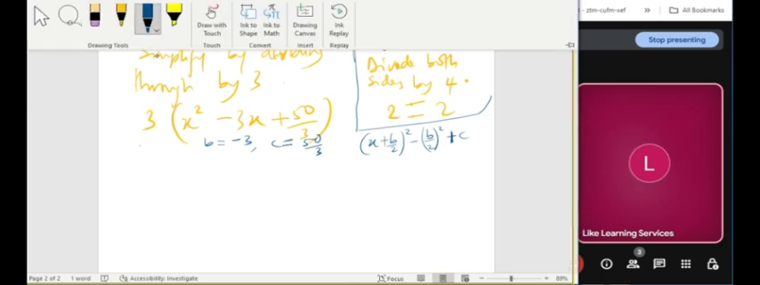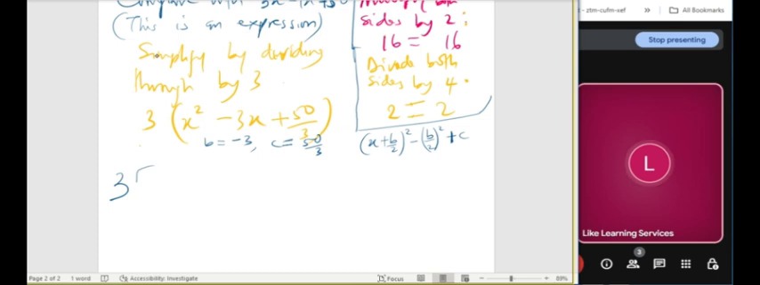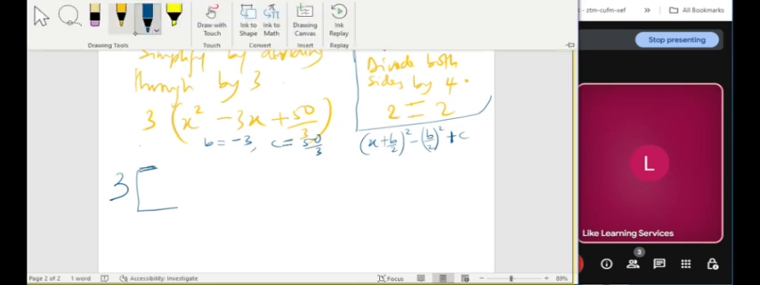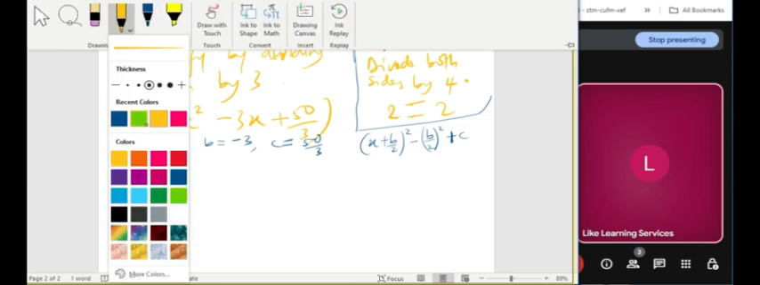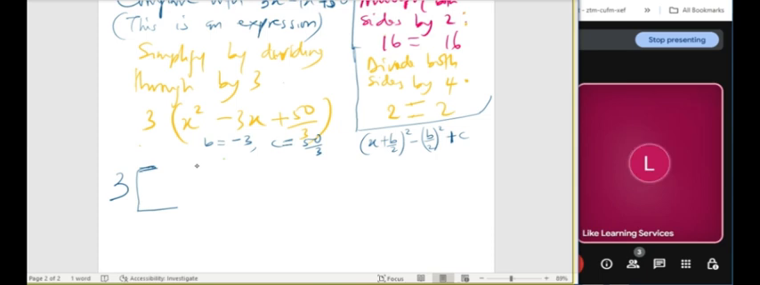So let's go. We have 3, a big 3, and then we complete the square of the one inside the bracket. So let's go. Shall we? So open a bracket. x plus 3 over 2. No, it can't be x plus 3 over 2. You told me b is minus 3. So b over 2 is... I know. Okay, yeah, sorry. x minus 3 over 2. Close the bracket, squared.